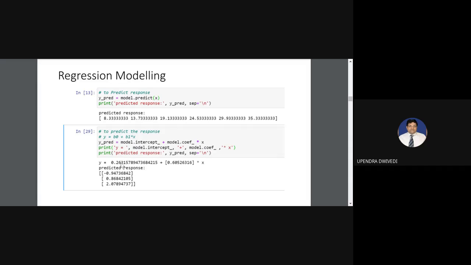Now, what will be our equation? We have already found a and b. Our equation will be y equal to a plus bx. So that is 0.263 plus 0.605 into x, and your predicted response will be such.